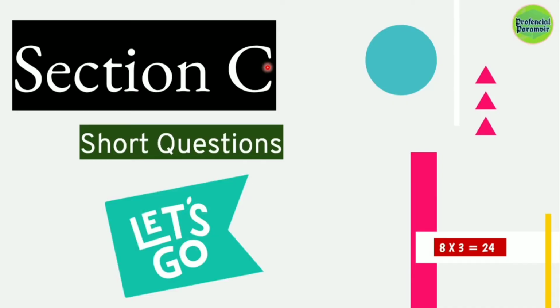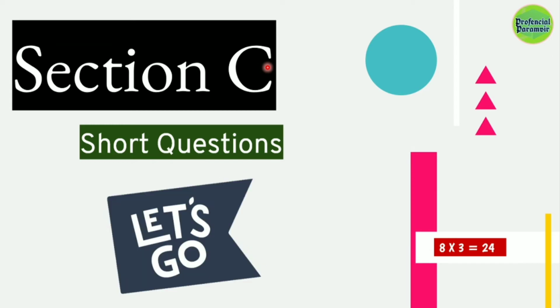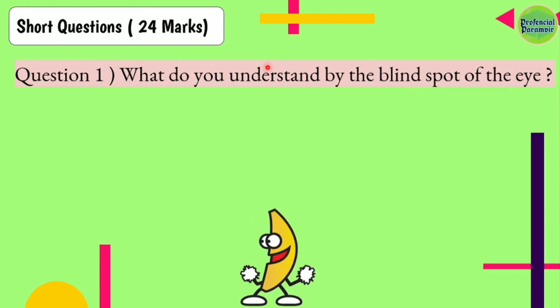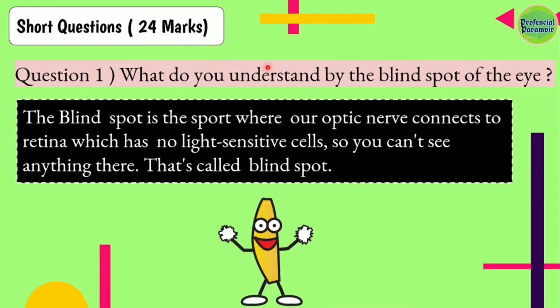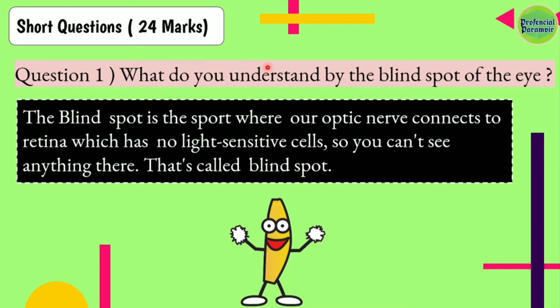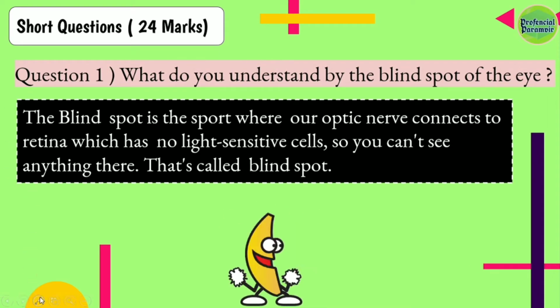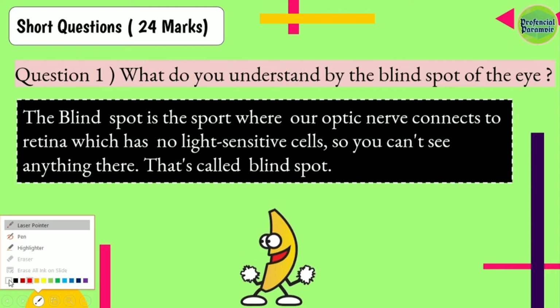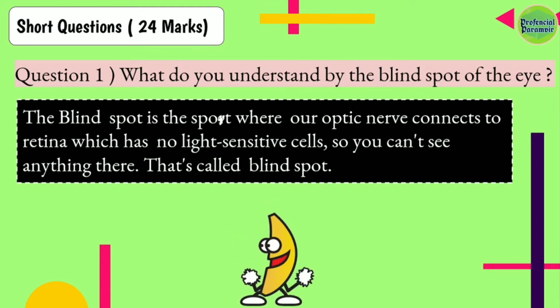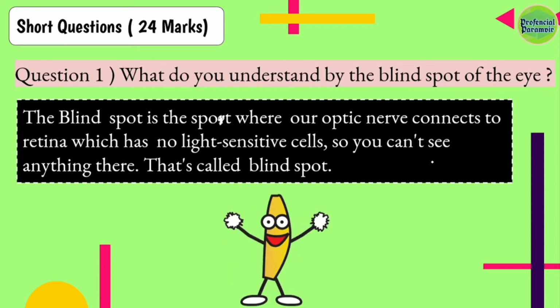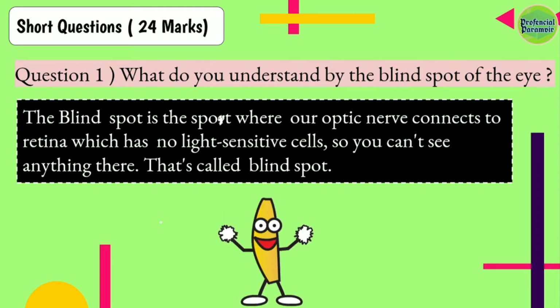Section C, short questions, total 8 questions carrying 3 marks each, 24 marks. So guys, first short question. What do you understand by the blind spot of the eye? The blind spot of the eye is a spot. This is not sport, it is spot. There it is written by mistake. The blind spot is a spot where an optic nerve connects to the retina, which has no light sensitive cell, so you don't see anything there. This is called the blind spot.